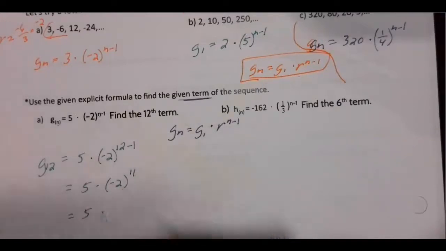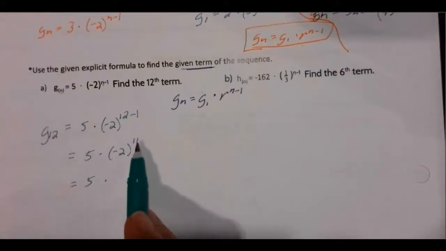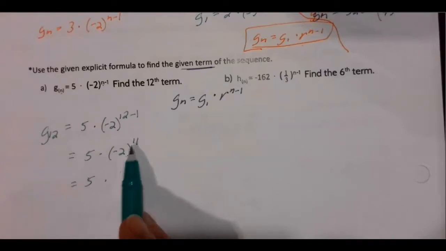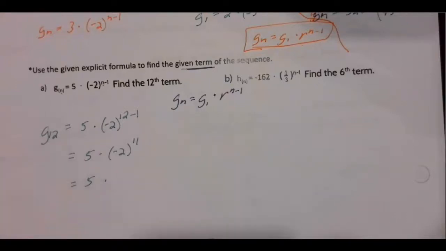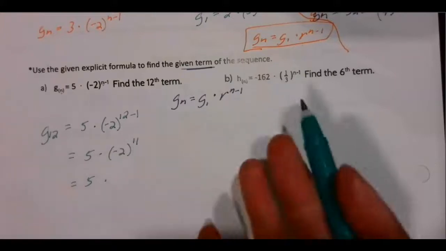We have 5 times, pull out your calculator. That's going to be a negative number. Now, this is where on your calculator you have to decide, am I going to use parentheses or not? If I take negative 2 to the 11th power and I don't have it in parentheses, it's going to be fine because it's an odd number. So it doesn't really matter on this one. If it would have been even, that would make a difference. But an odd one, it's going to be negative either way.